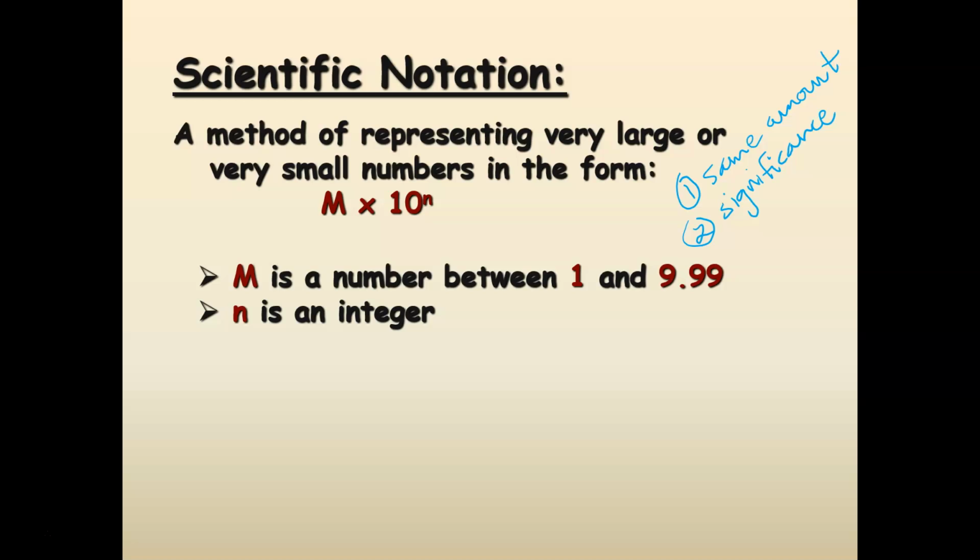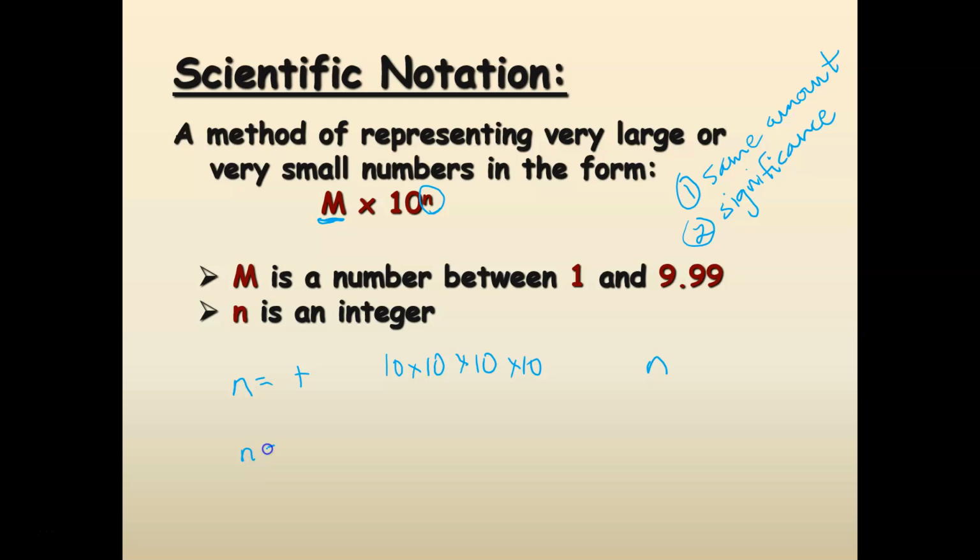So the way that we do that is we take a number that is very large or very small, and we change it into this format where we have a number m times 10 to the n, okay? And so if n is a positive number, then basically what we're saying is 10 times 10 times 10 times 10, n times, okay?